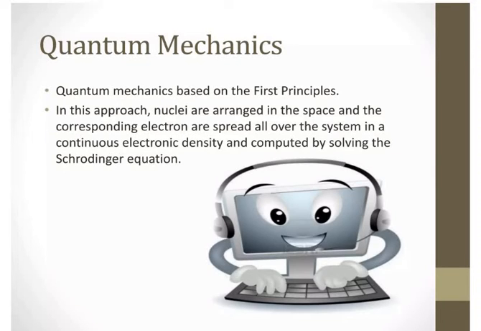So, quantum mechanics is based on the first principle. In this approach, nuclei are arranged in space and the corresponding electrons are spread all over the system in a continuous electronic density and computed by solving the Schrodinger equation.